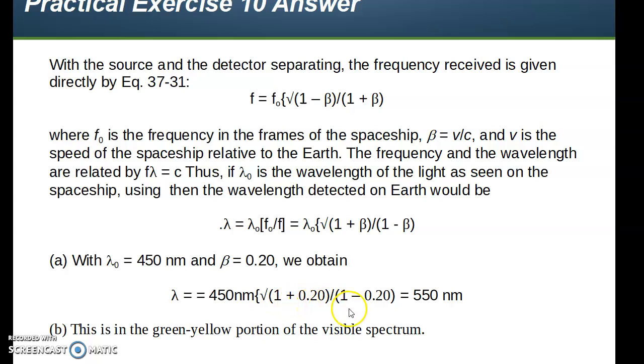0.2 divided by 1 minus 0.2, right? And it's the square root of this value right here, which turns out to be 550 nanometers. And this is in the green-yellow portion of the spectrum, of the visible spectrum. Okay?